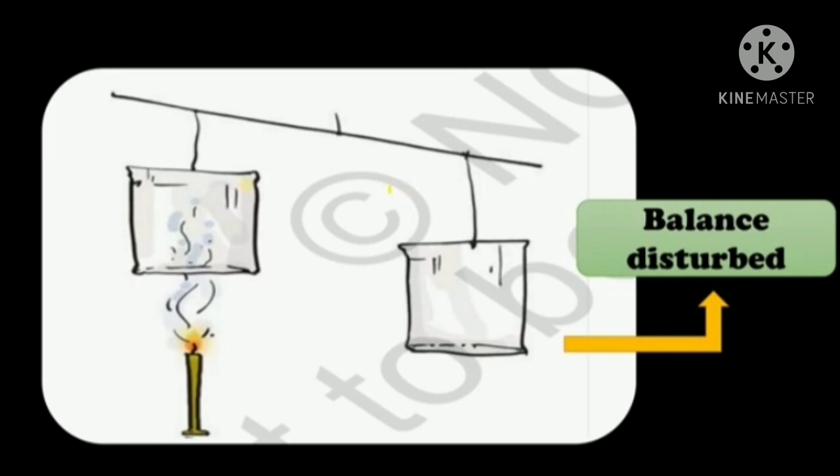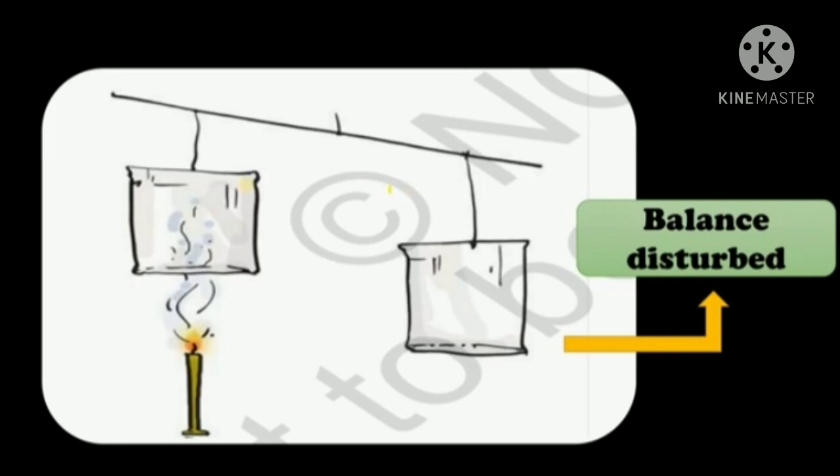Why is the balance disturbed? The bag on the right side rises up. The bag on the left side moves down; it sinks down. Why does this occur? This is because when you keep the burning candle at the first bag on the right side, the air present in that bag absorbs the heat energy and rises up.